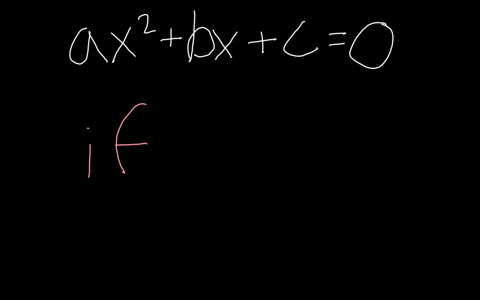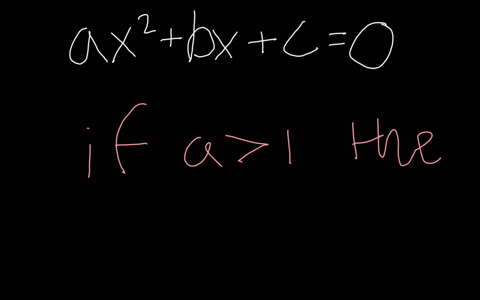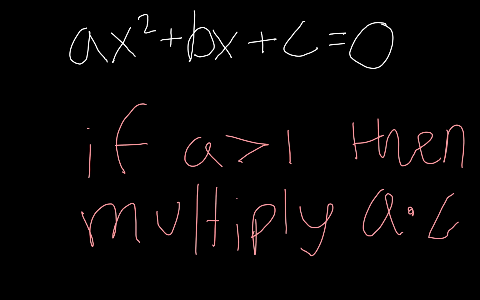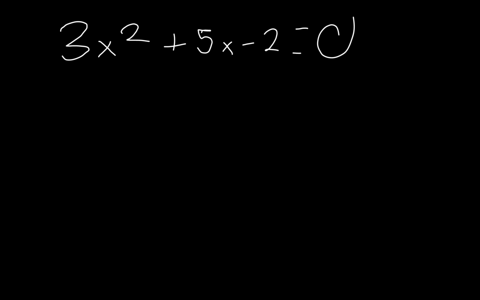If a is greater than 1, then you must multiply a by c, and then factor from there. So in this equation, our a value is greater than 1. So what we're going to do is multiply 3 and -2. So there we get -6.